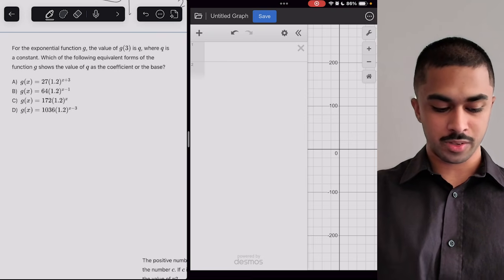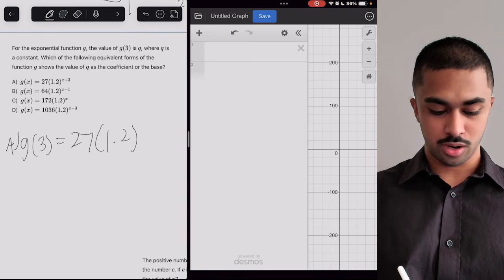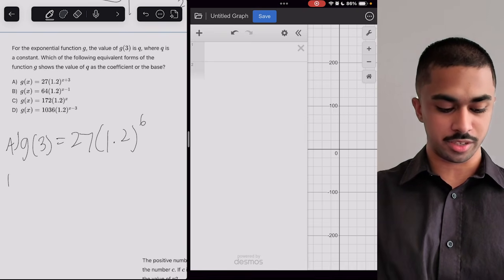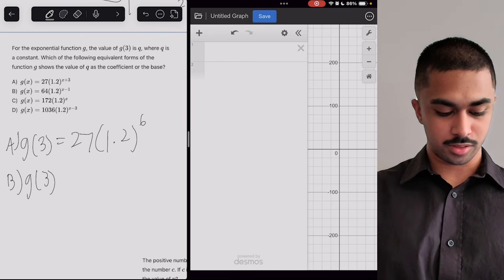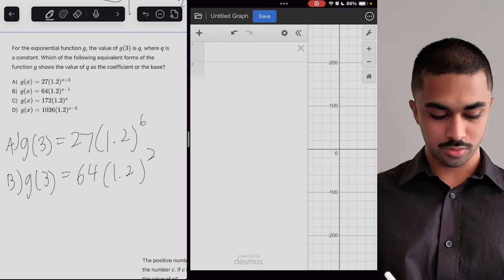I'll show you why. So for answer choice A, g of 3 is equal to 27 times 1.2 to the power 6, because 3 plus 3 is 6. Let's go to the next one, 64 times 1.2 to the power 2.